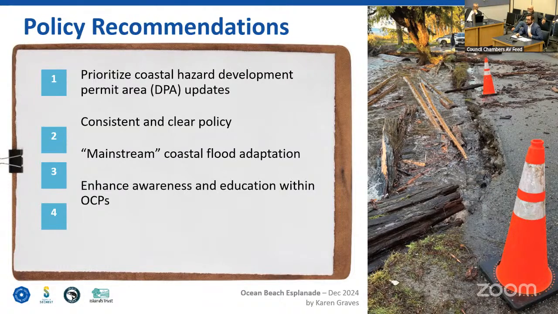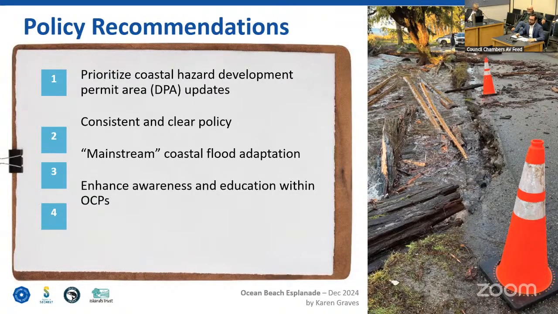Well, we all currently regulate development in hazard areas, all the local governments on the Sunshine Coast, but there's areas where we can update and improve those development permit areas. There are some recommendations around creating more consistent and clear policy.